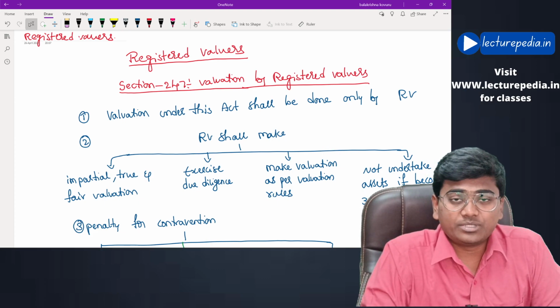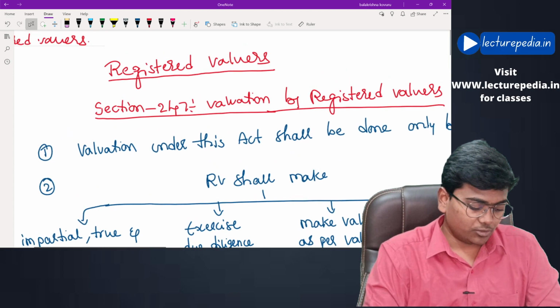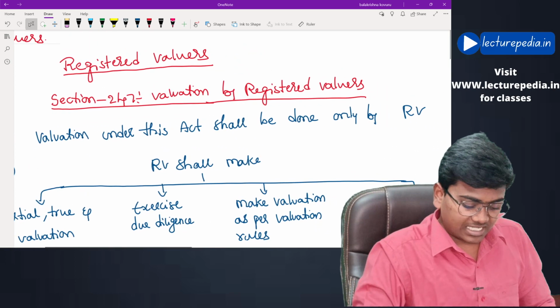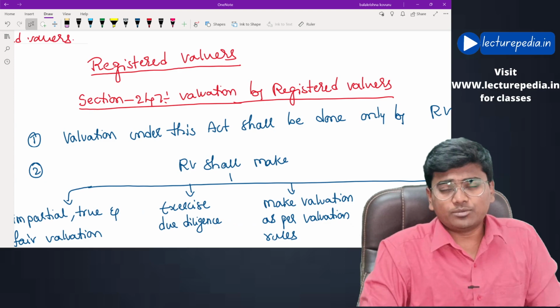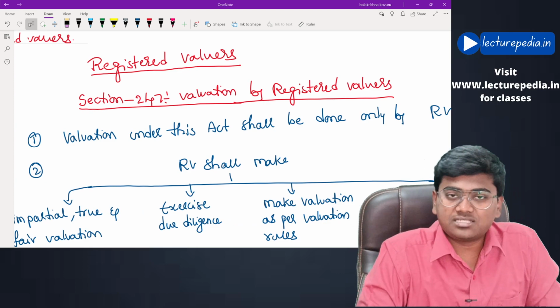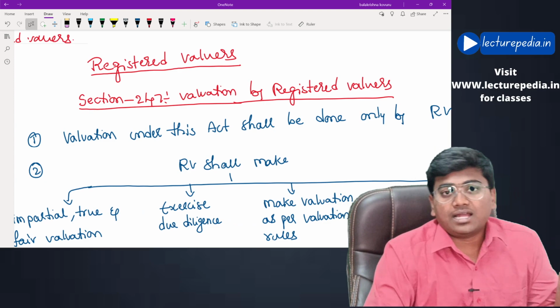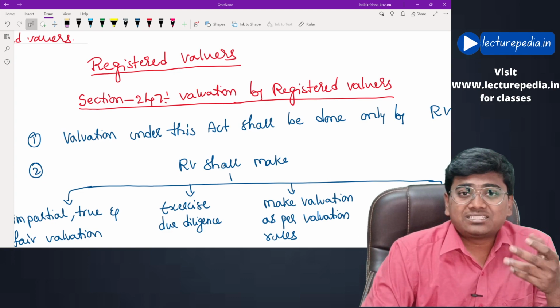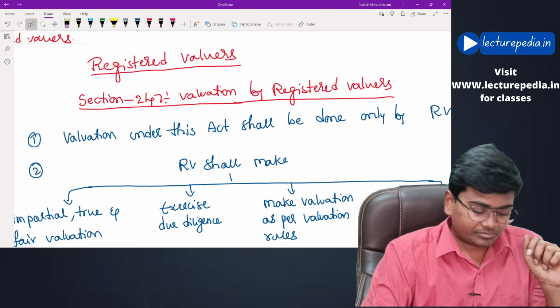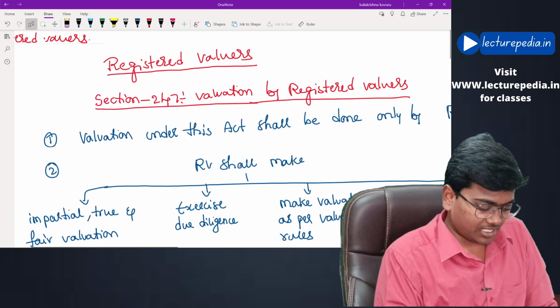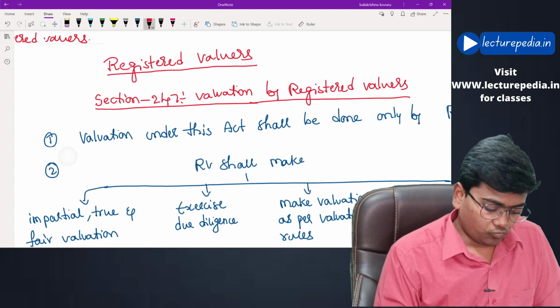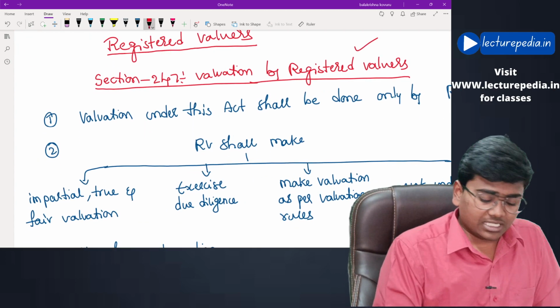In this class, we will be revising registered valuers. Let us start. Basically, here we will be having only one section, that is section number 247, and we will be having registered valuers rules. We will be discussing the same. Let us start. Section number 247, valuation by registered valuers.